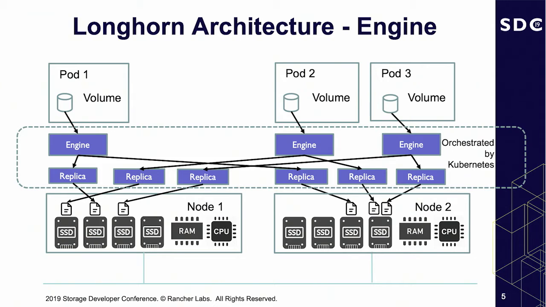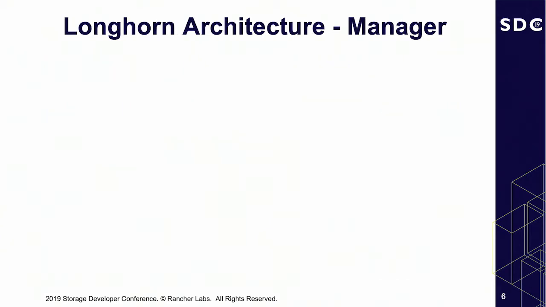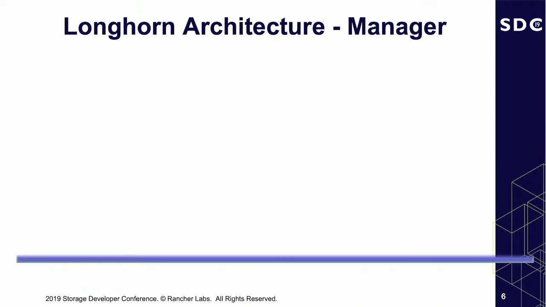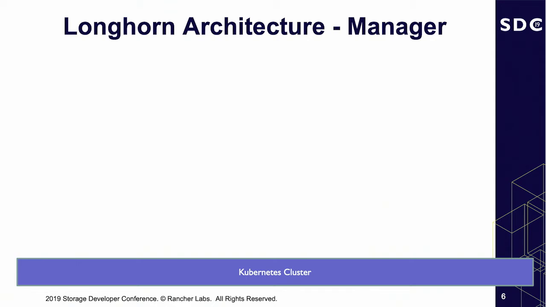So there are two parts in the Longhorn architecture. One part we call the engine, which is also called the data plane, which is how the data flows. Another part is the Longhorn manager, which orchestrates all these microservices and makes sure that every replica in the engine is in the place it should be. So the manager looks like this.